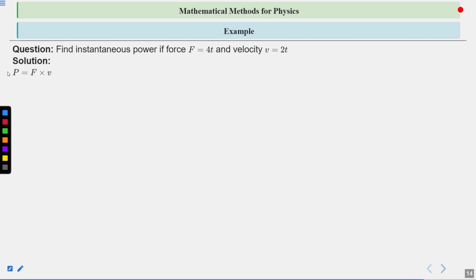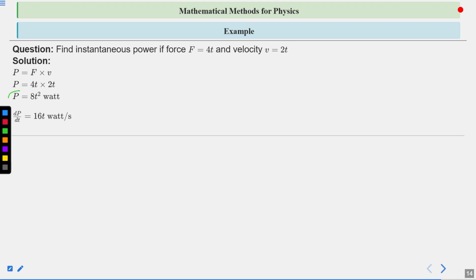The formula to calculate power, P is equal to force into velocity. We know F is equal to 40 and v is equal to 2t. So substitute in this relation. You will get 40 into 2t. So it will be 80t watt. What is the unit of power? Now this is the value of power, but we have to find out the instantaneous power. How can we proceed?